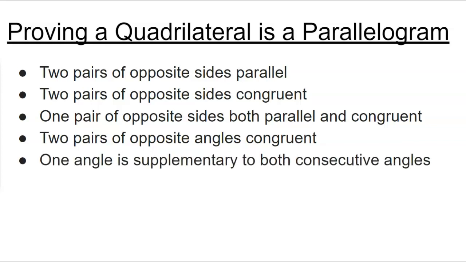And if we can prove that one angle is supplementary to both of its consecutive angles. We talked about how we know those same side interior angles have to be supplementary. If I can prove that one corner is supplementary to both of its adjacent corners, then I know that the whole thing has to be a parallelogram because I have all parallel lines. And if we can show that the diagonals do in fact bisect each other, so if we can prove that that point where they intersect is actually the midpoint of both of those segments, then we can prove that the quadrilateral is a parallelogram.